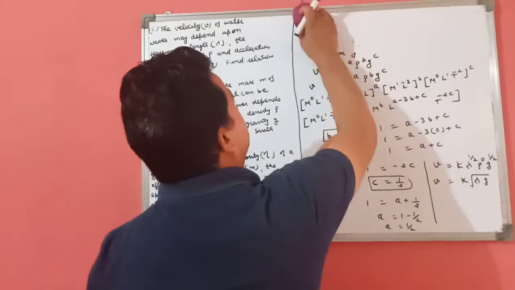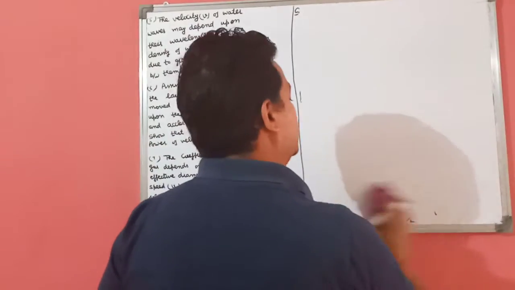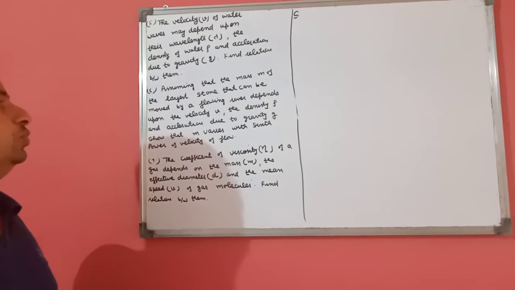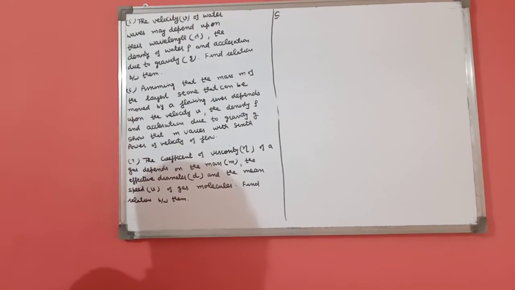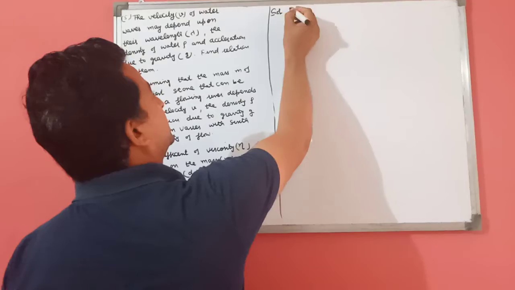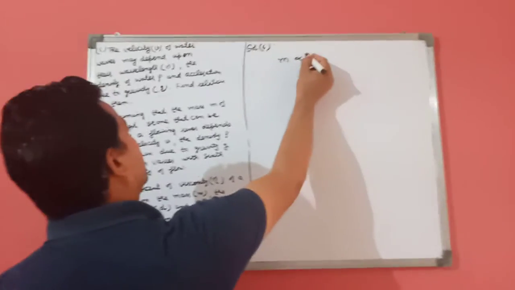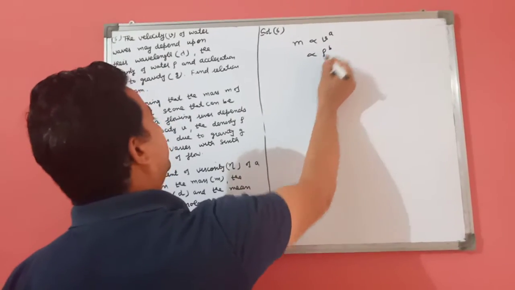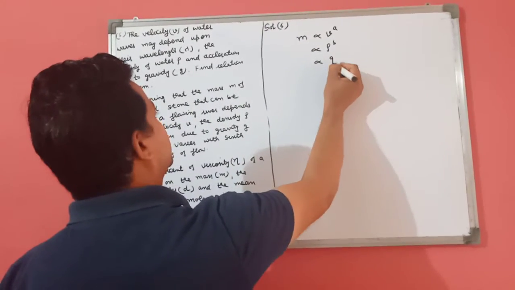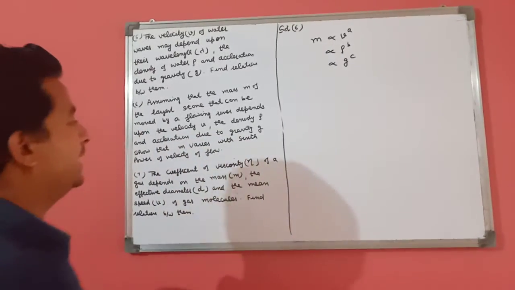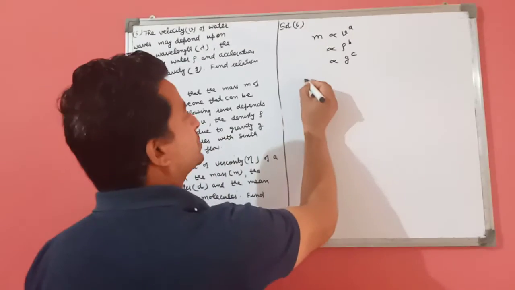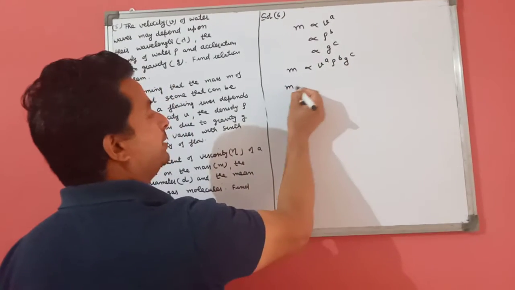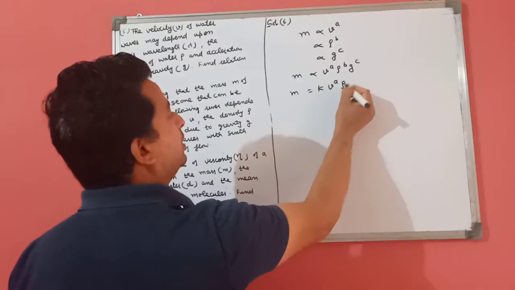In question number 6, the statement is: assuming that the mass of a large stone that can be moved by a flowing river depends on velocity v, density rho, and acceleration due to gravity g, show that m varies with the sixth power of the velocity. This means mass depends on velocity to the power a, density to the power b, and acceleration due to gravity to the power c. Combine all these, and the constant of proportionality is k.